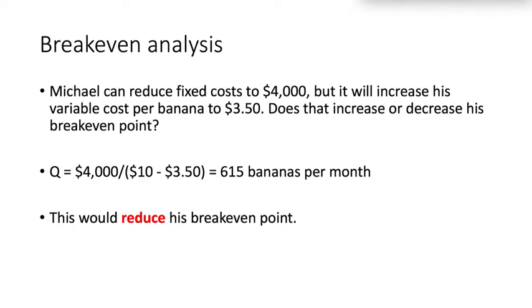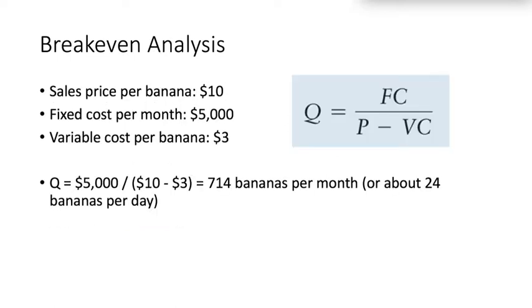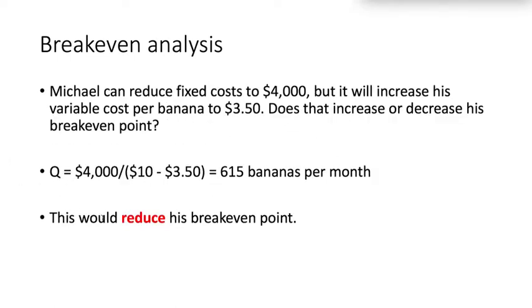As an extension to this, one option available to Michael is that he can reduce the fixed cost to $4,000, but by increasing the variable cost per banana to $3.50. So one question is, does that increase or decrease his break-even point? And so really all we have to do is plug in the new numbers to find the new Q, which is 4,000 divided by 10 minus 3.50 equals 615 bananas per month. And so, because 615 is less than 714, this means it would reduce his break-even point.